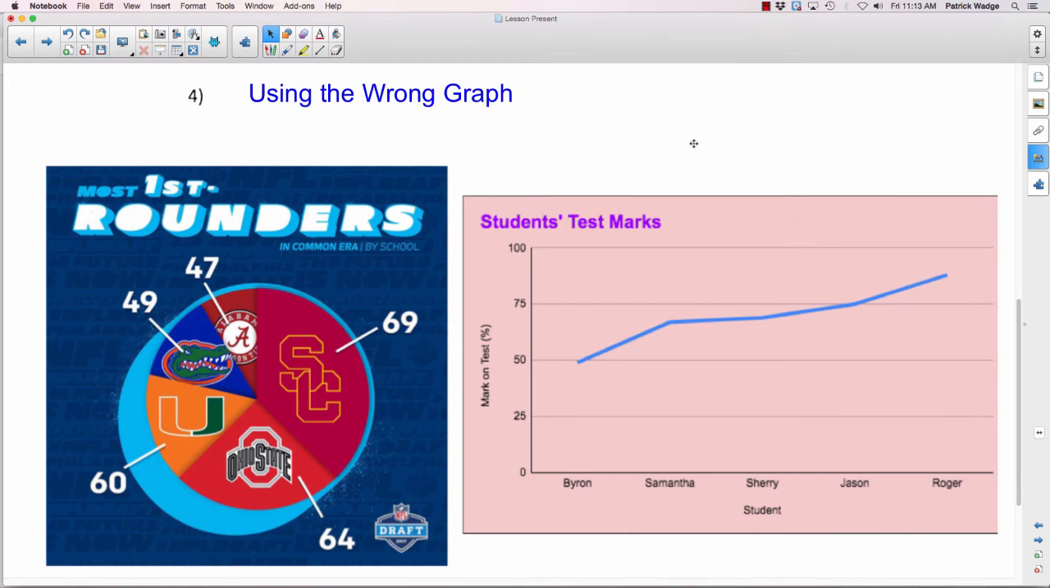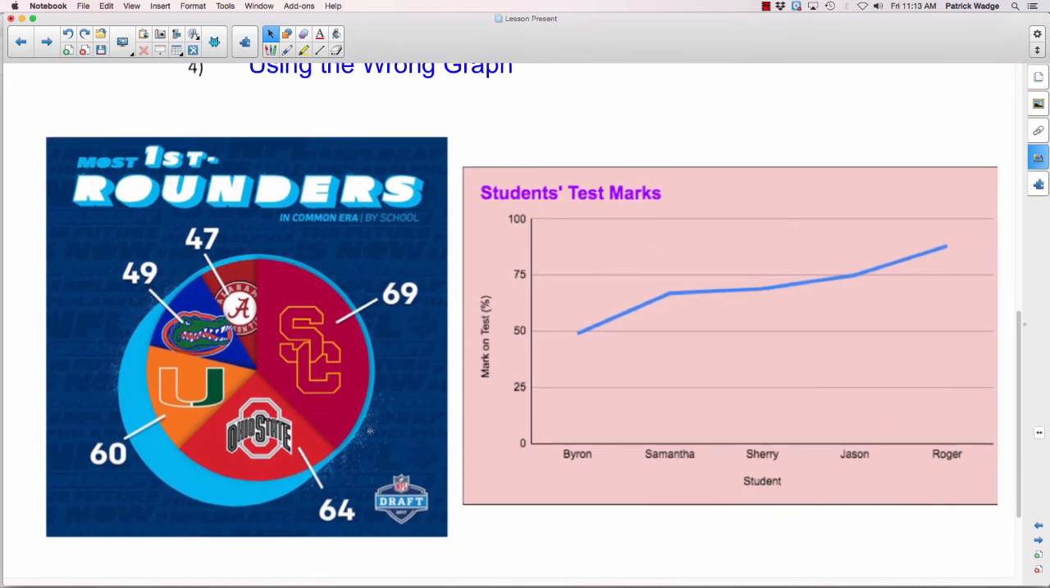Okay, so here are two examples. The first one's a real thing, the NFL, National Football League, billion-dollar company. What they're looking at is how many first round draft picks have come from different universities in the United States. And what they found is, I mean, just look at the graph. Who's done the best? Well, look at SC. That's USC, University of Southern California. Look at how well they've done. Look at how big that piece of the pie is compared to all the other ones.